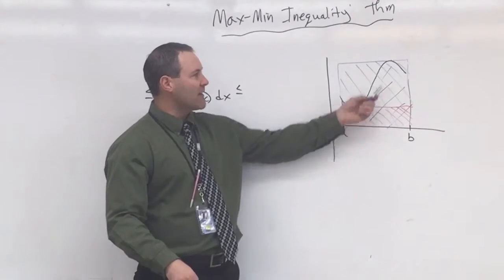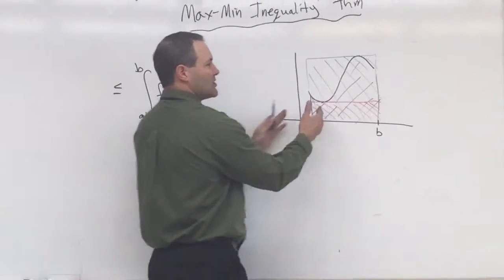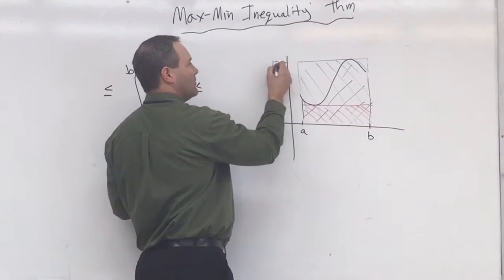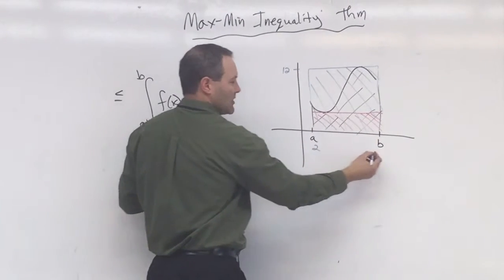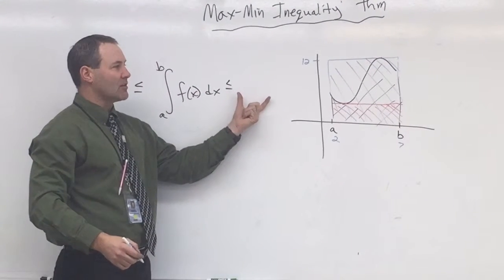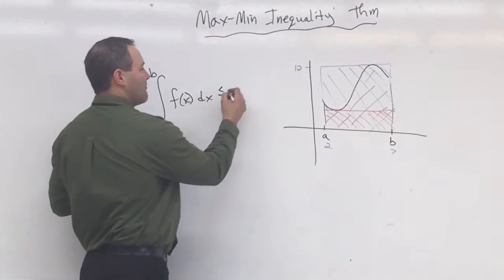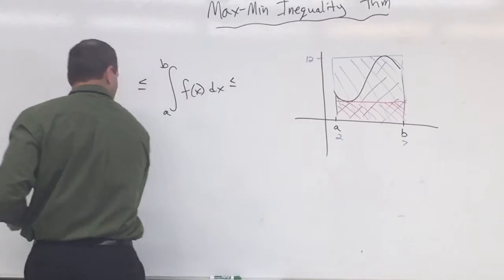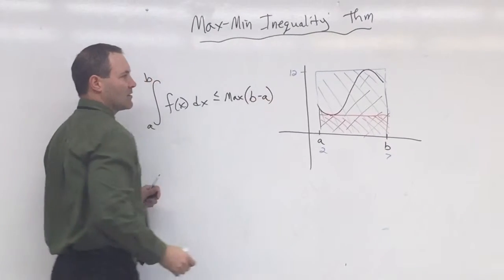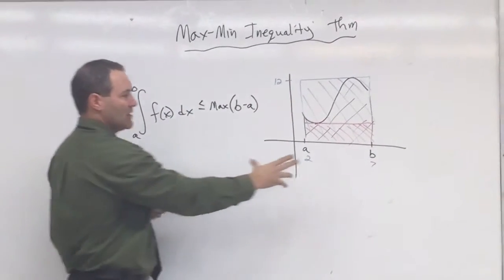What we need to do is find out what the highest point of the function in the interval is, and then just find that rectangle. So if I say that this goes up to 12, and this is from 2 to 7, what's the largest the area under the curve could be? 60, right? Because it's the max, 12, times b minus a. Whatever the maximum is in that interval times b minus a.